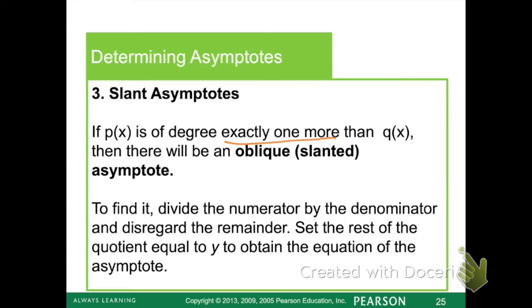Slant asymptotes, also known as oblique asymptotes. If the degree of our numerator, p of x, is just one more than q of x, then we're going to have a slant asymptote. To find this, we divide the numerator by the denominator and we disregard the remainder. Make a note here that we're going to be using synthetic division for that. Set the rest of the quotient equal to y to obtain the equation of the asymptote. So this asymptote is going to be a slanted line, something like this. It will be in the form y equals mx plus b.